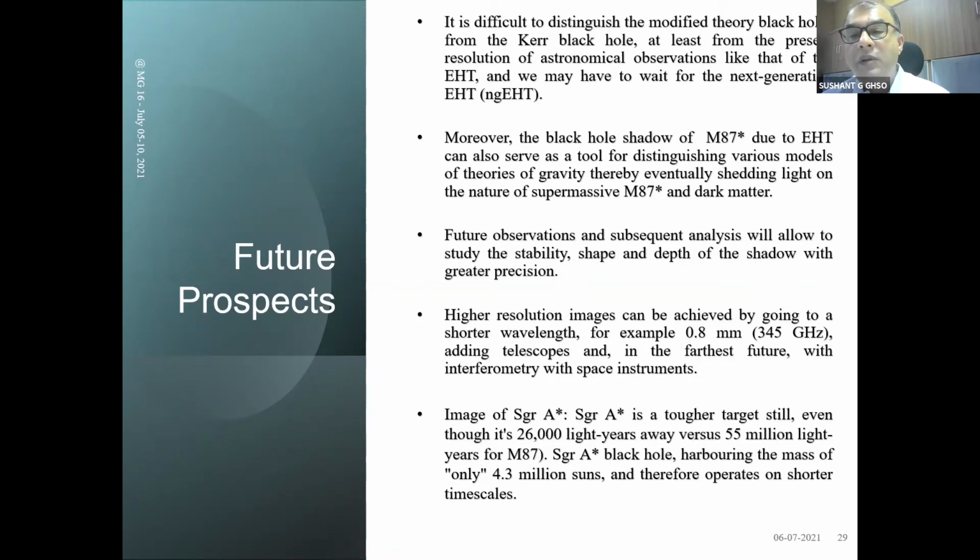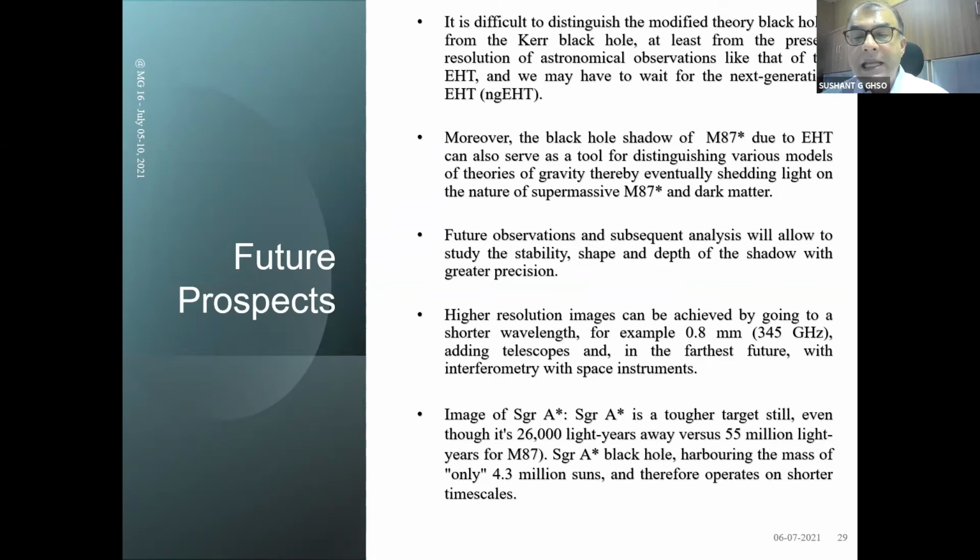Now, in the future, the Event Horizon Telescope is likely to have more telescopes, and it is going to work on a shorter wavelength, 1.8 mm. At the moment, it is 1.3 mm.